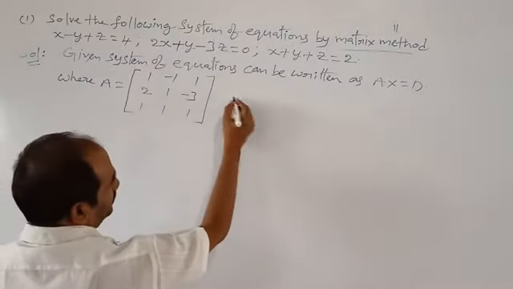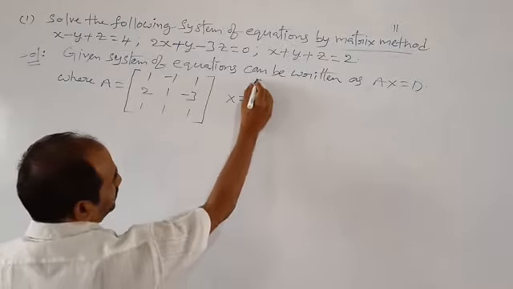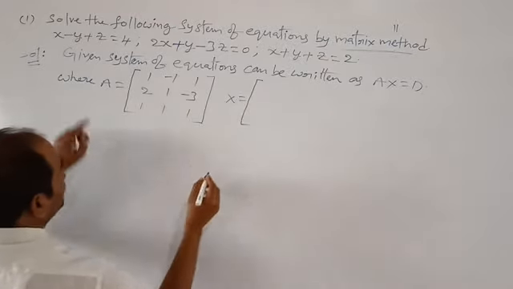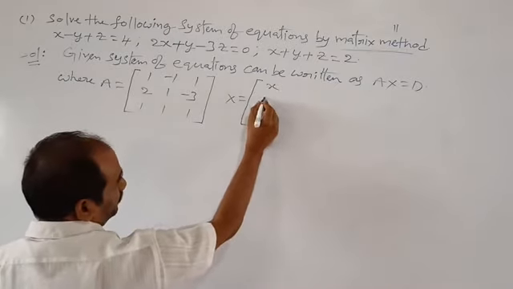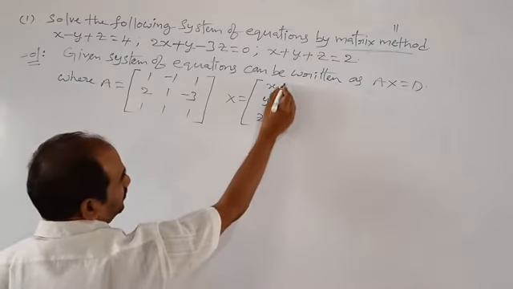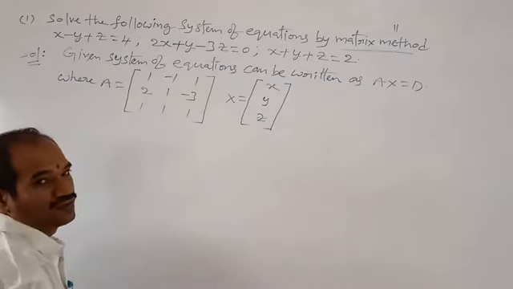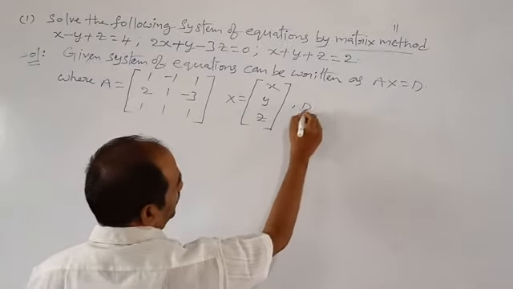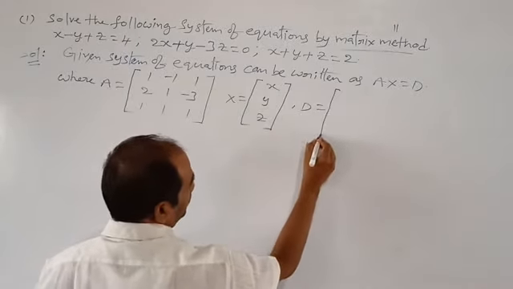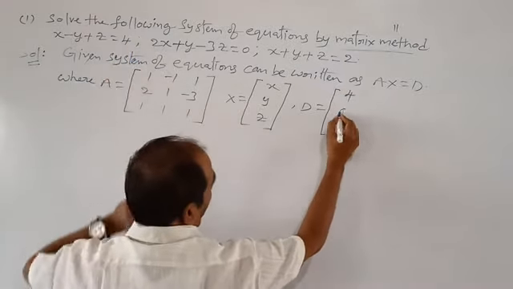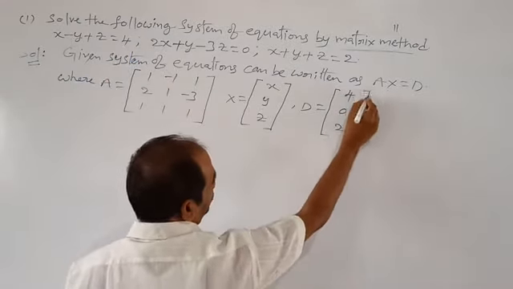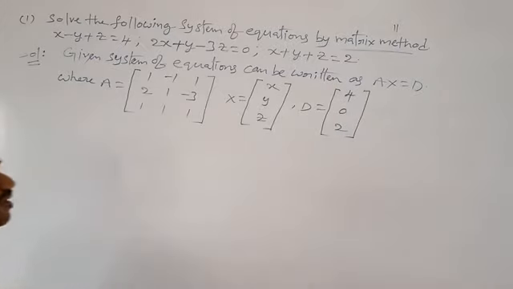Next, X is the matrix of unknowns. The matrix of unknowns are x, y, z. Next, D is the constant matrix. In this constant matrix, the constants are 4, 0, 2. This is the constant matrix. All problems have the same first step.